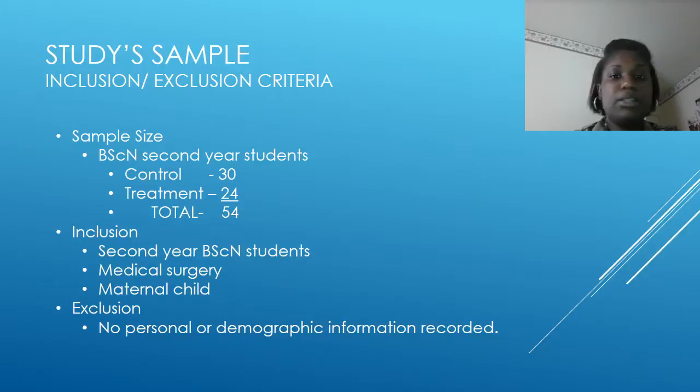Next, we're going to discuss the sample size that was used during this research study. The second year BSCN students were part of this study. It was 54 of them from one nursing school. 30 of them were part of the control group, and 24 of them were part of the treatment group. The treatment group were the students that were to see if there were fewer medication errors once they had been part of the clinical simulation study.